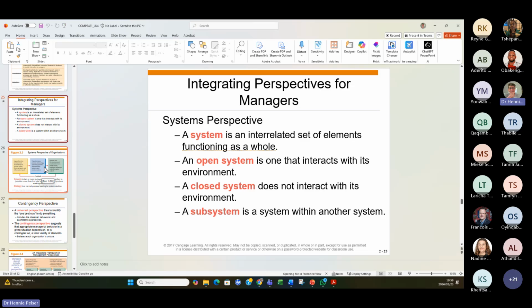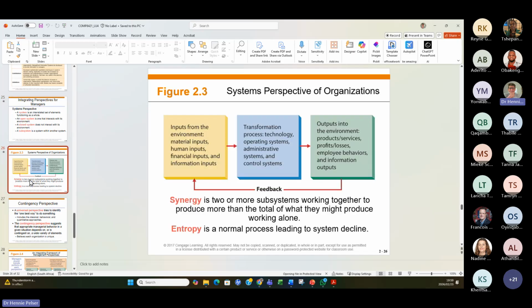So I spoke about a system being all these elements working together. Every single organization is an open system. An open system is where the entity is impacted by the external environment, and where what we produce will also appear as products or services in the external environment. There are very few closed systems nowadays, and then subsystems would be the different elements within the organization.